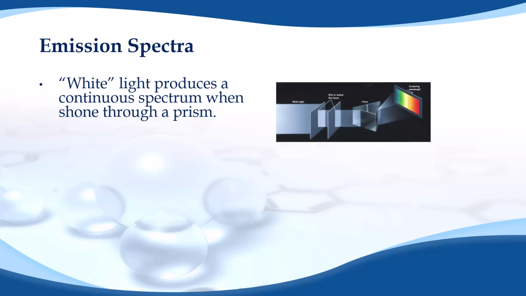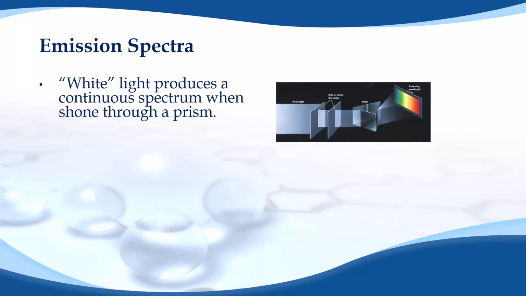Okay, so if we take just what we consider to be white light, sunlight is an example of it, and we shine it through a prism, what we expect to see is a rainbow, right? A rainbow is a continuous spectrum, so one color bleeds into the next, and there are no gaps whatsoever.